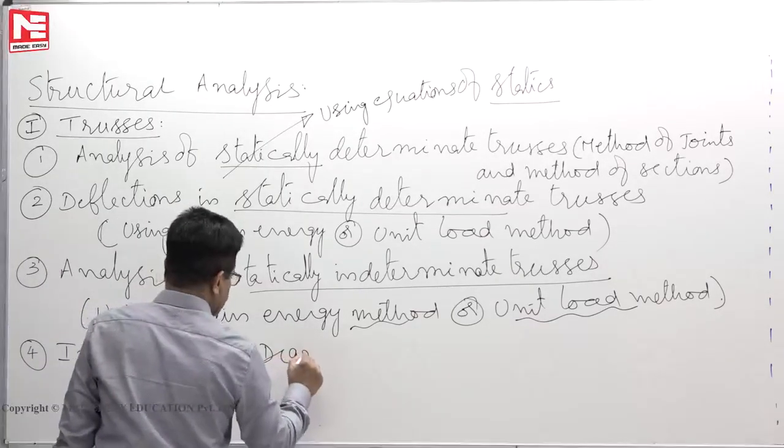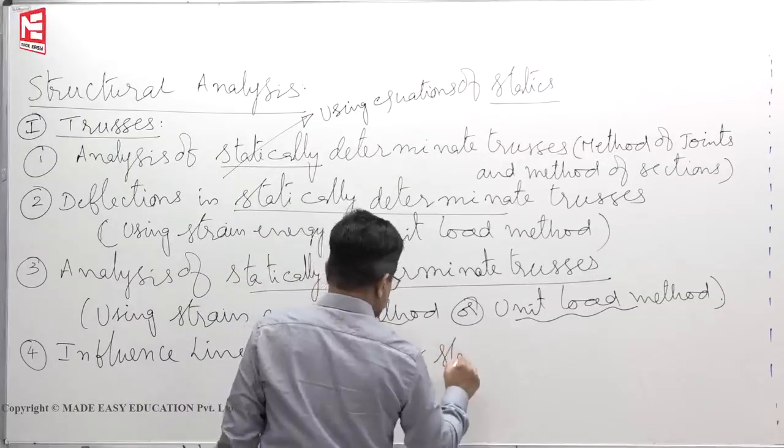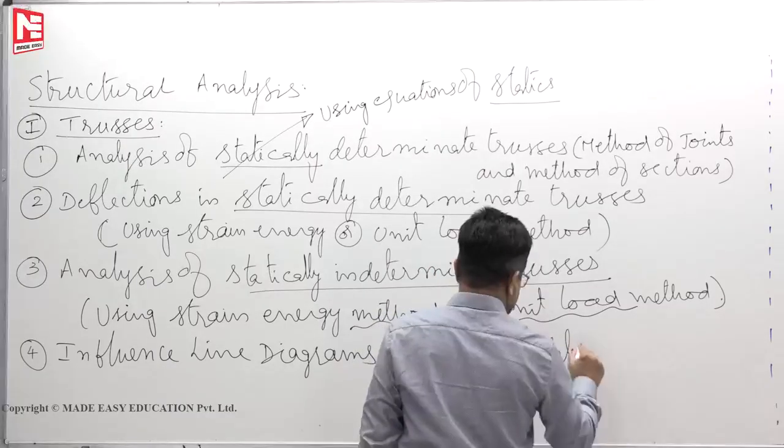Next, the fourth one is influence line diagrams for statically determinate trusses.